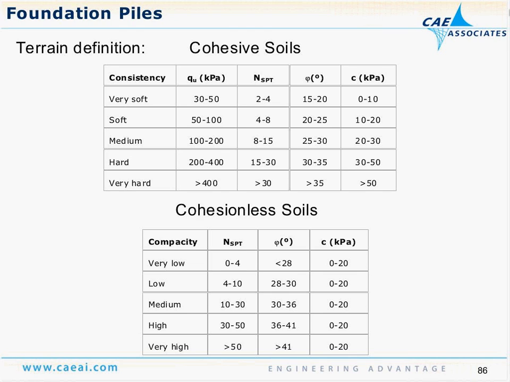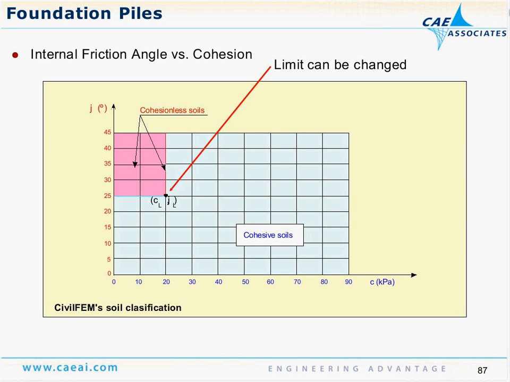CivilFEM will break the soil response that it creates into both cohesive and cohesionless soils. It takes this diagram, which is the internal friction angle versus cohesion. The limit can be changed, but the limit right now is 25 on the friction angle and 20 on the cohesion. That's kilopascals in this particular example. So if it's in the pink area, it's going to be defined as a cohesionless soil. If it's in the green area, it's going to be defined as a cohesive soil.